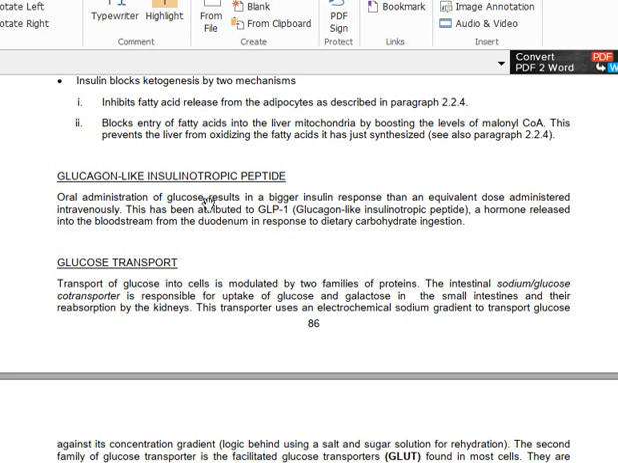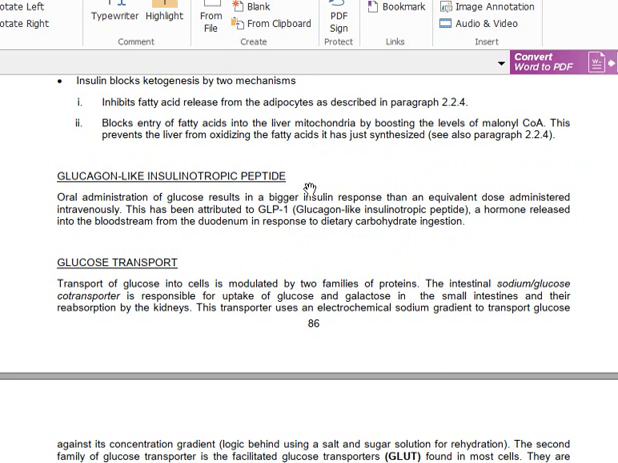So this has been attributed to the glucagon-like insulinotropic peptide, a hormone that is going to be released into the bloodstream from the duodenum in response to dietary carbohydrate ingestion. Is it clear? So this glucagon-like insulinotropic peptide is actually going to stimulate insulin secretion.